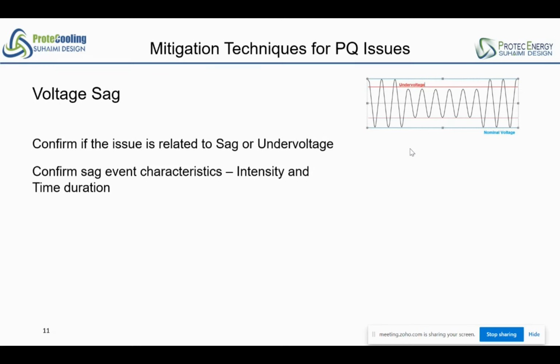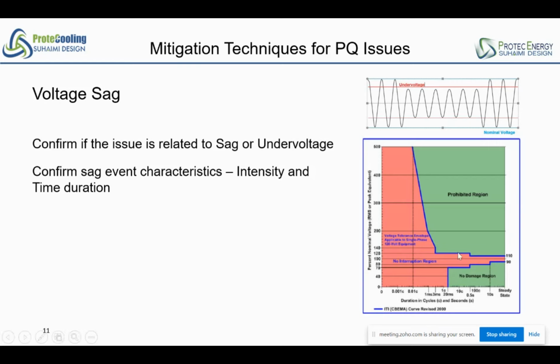Then we need to confirm the event characteristics. What is the intensity? What is the time duration? That is, whether the voltage is falling to 50%, 40%, or 60% of its rated value, and for how much time, that is, how many cycles or how many seconds it is lasting. This is another very important characteristic that we need to look into, because it will help us in identifying the most appropriate solution.